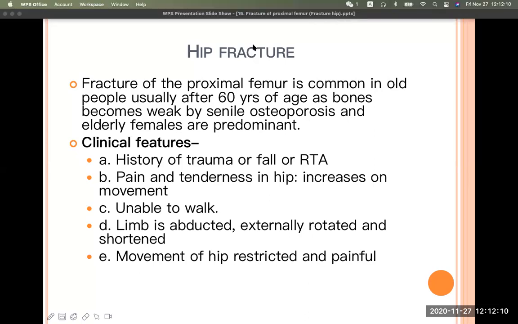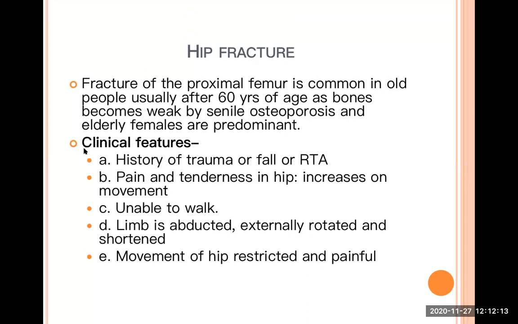Now regarding the clinical features, see here, there is a history of trauma or fall or road traffic accident. Any type of injury may be there. Simple fall, just slipping on the floor in a very old patient, and significant trauma in the younger one, like a road traffic accident or motor vehicle collision. Pain and tenderness in the hip is very common, and this pain increases on movement. Or the patient cannot walk at all, unable to walk because there is a serious fracture going on.